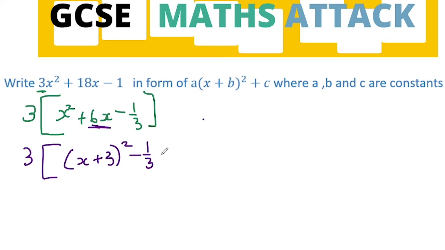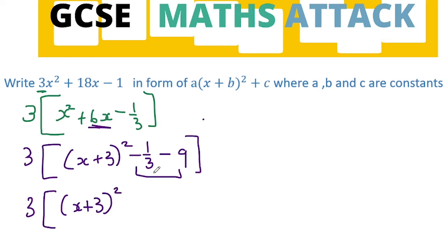What's 3 squared? That's 9. So I'm going to subtract 9. Now I'm going to simplify this. So I have 3, and I have (x plus 3) squared, then minus a third, take away 9. Let's put that in our calculator. Minus a third, subtract 9, which is minus 28 over 3. If I was going to expand this bracket, it will give me this expression over here. But don't forget, we took a 3 outside.